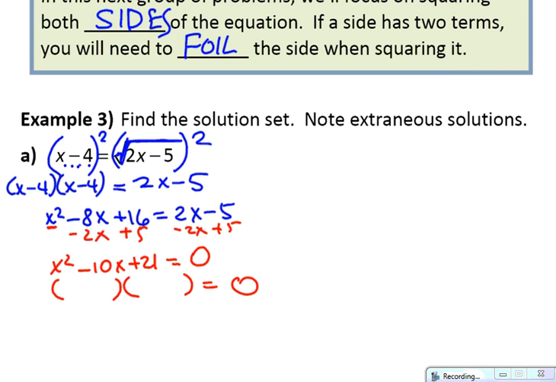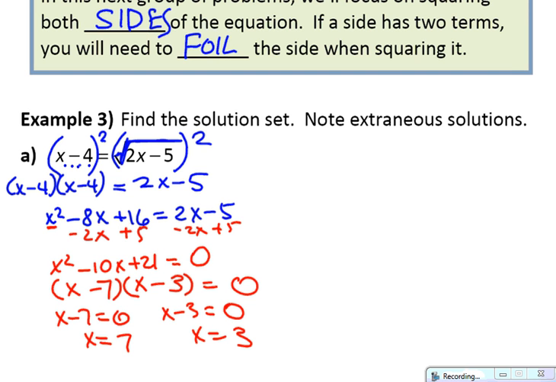2 numbers that multiply to be 21, 7 and 3, and they're both going to be negative. That gives me a positive 21, adds to be negative 10. So x minus 7, x minus 3, set each factor equal to 0, solve it. So x is 7, and x is 3.